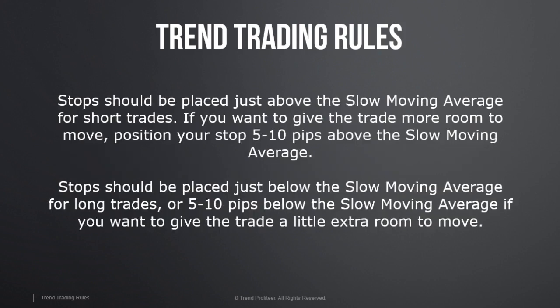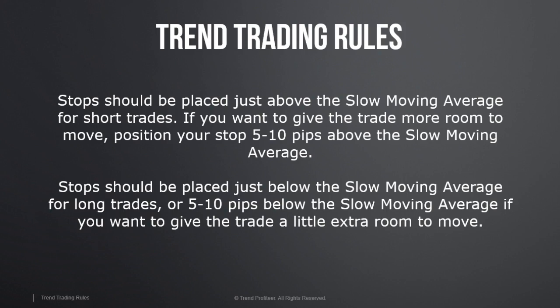So stops should be placed just above the slow moving average for short trades or sell trades. If you want to give the trade more room to move, position your stop 5 to 10 pips above the slow moving average, and the trade assistant can handle all of that for you as well. It's very customizable. Obviously, the higher the time frame, the more pips you may want to give it room to move. So you may want to move it 10 to 20 pips above the slow moving average on, say, a 4 hour trade. And on a daily, you want to give yourself a little bit more room even on top of that.